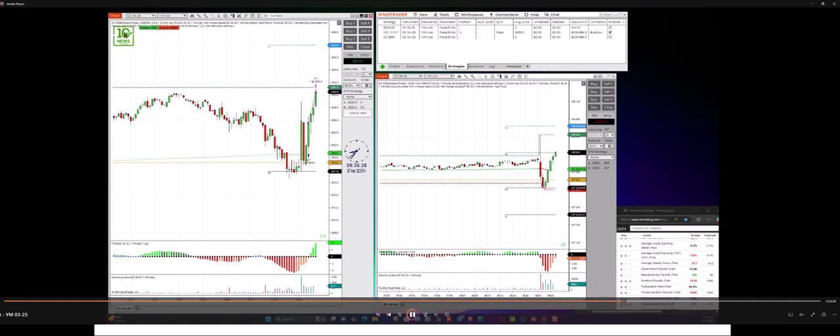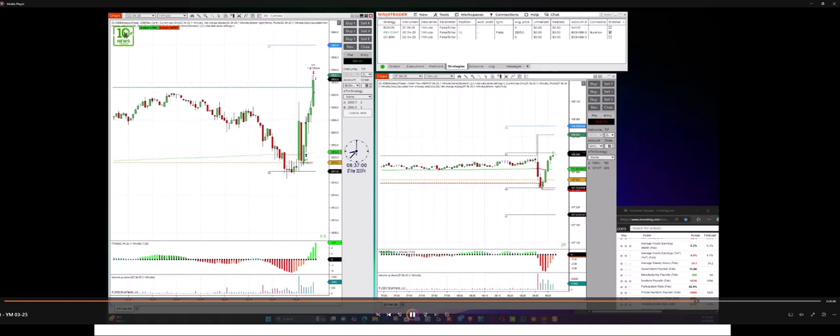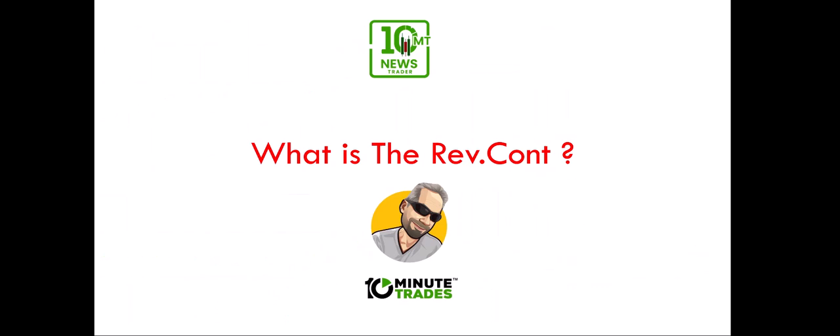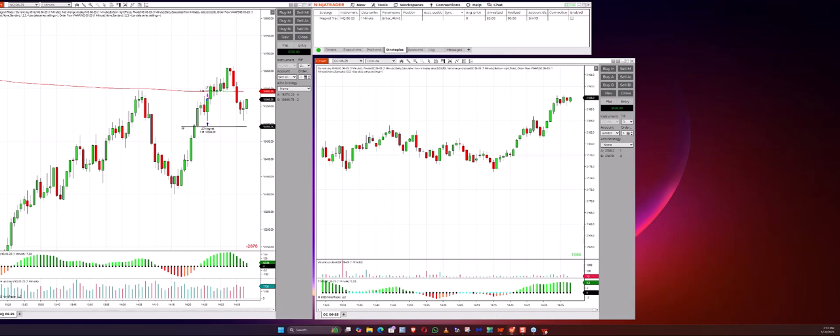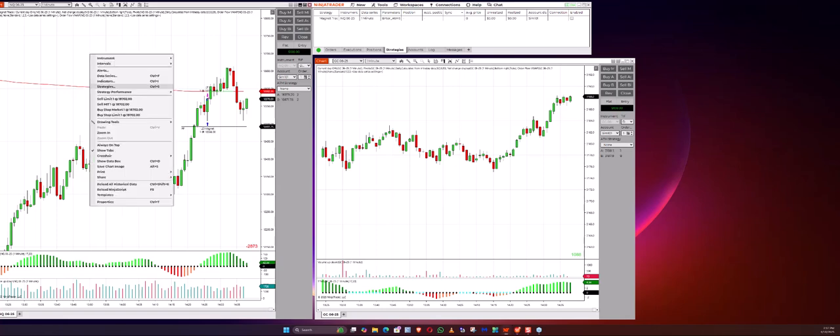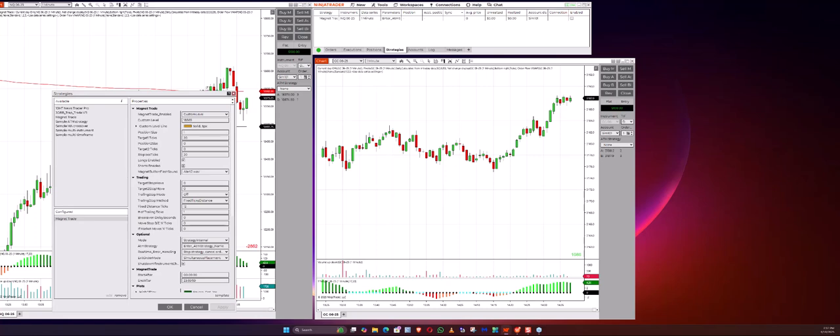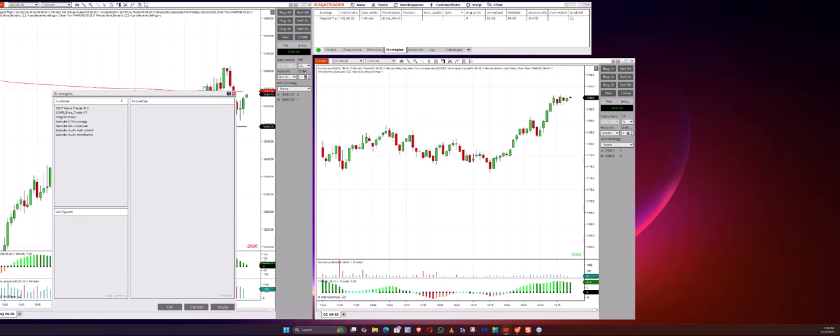The reversal continuation, it's a very simple setup. All you need to trade a reversal continuation is a position, how many contracts, how many positions, a target, and a stop. So we just right-click NinjaTrader. I'm going to remove my magnet strategy. We double-click our NewsTrader software, and then we just choose reversal continuation.